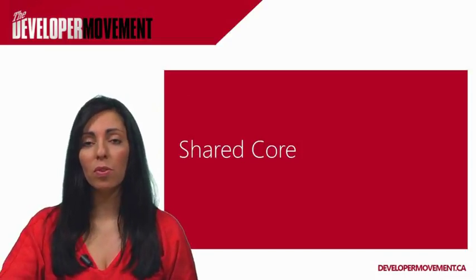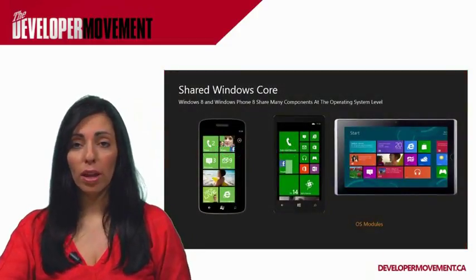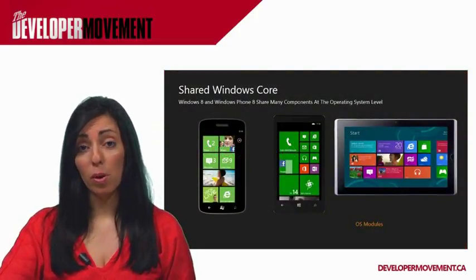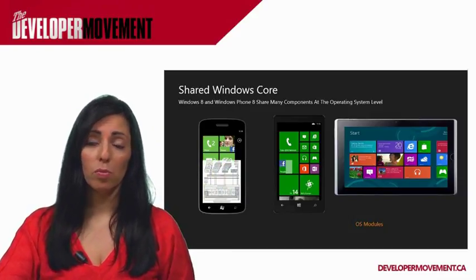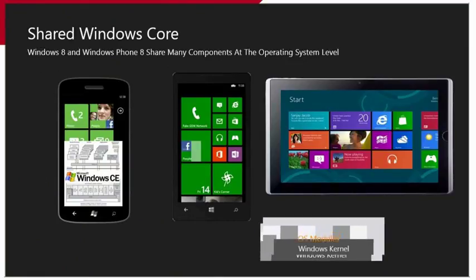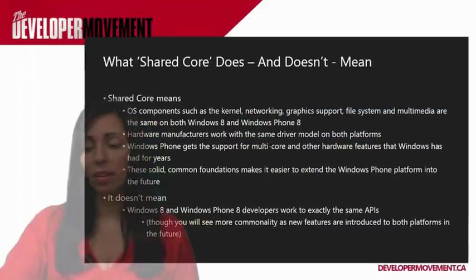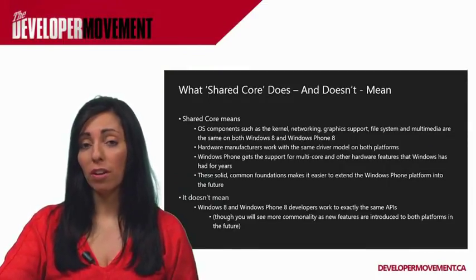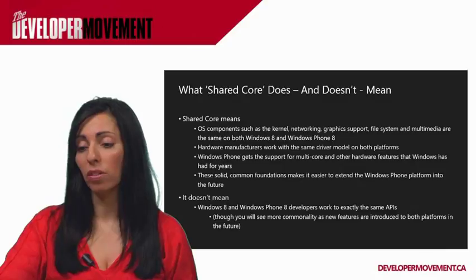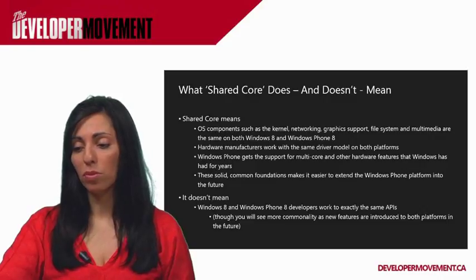Moving on. So Windows Phone 8 has a shared core. What does that even mean to you as a developer? Well, Windows 8 and Windows Phone 8 both share many of the same operating system level components. Whereas Windows Phone 7 and Windows Mobile devices were powered by Windows CE, Windows Phone 8 has now replaced Windows CE with a Windows NT kernel, which also powers Windows 8. This means that the full power of desktop operating systems is now available on your phone. And now the phone can support multi-core processing as well. Other OS components that are shared are networking, graphics support, file system, and multimedia. This makes hardware manufacturers very happy because they can work with the same driver model on both platforms.